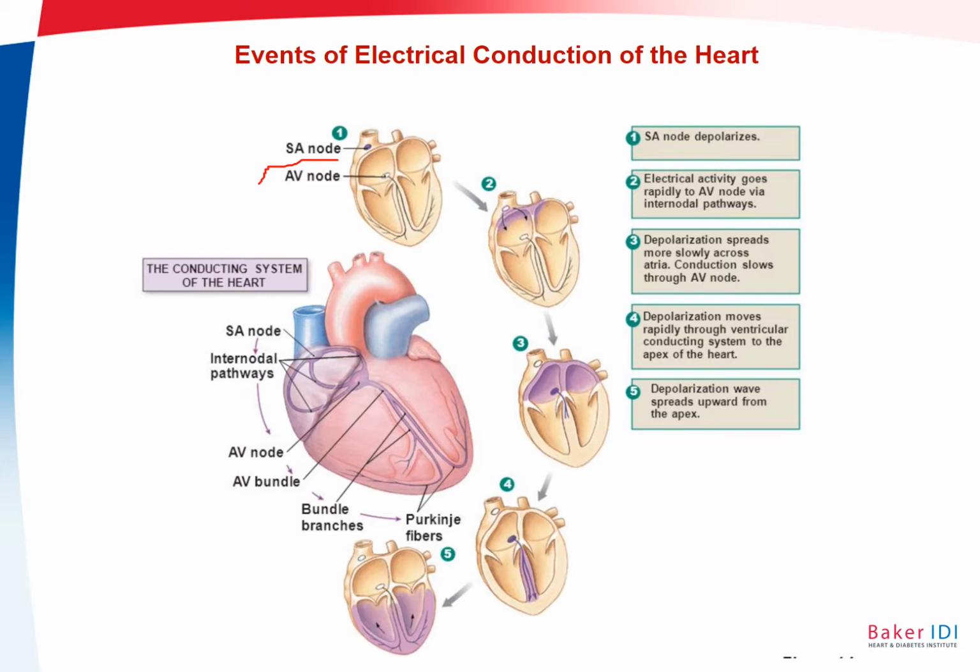In the second step, this depolarization then spreads via the internodal pathway to another group of autorhythmic cells called the atrioventricular node near the floor of the right atrium. Again, reiterating, depolarization spreads to adjacent cells via gap junctions. Depolarization in the third step then spreads across the atria through the AV node.